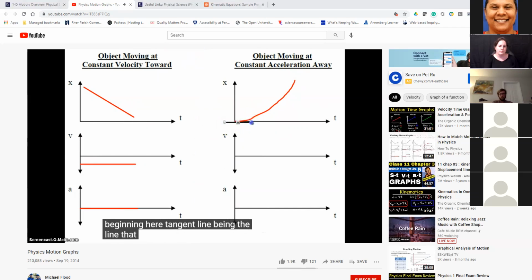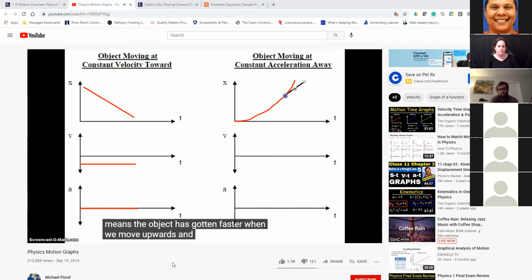A tangent line is a line that touches the curve only in one spot. You can see that at this particular spot, the slope of this tangent line would be zero. So this object had started from rest. However, when we go here and we draw our tangent line, now we have a positive slope for that tangent line. What does that mean? Positive velocity means the object has gotten faster.